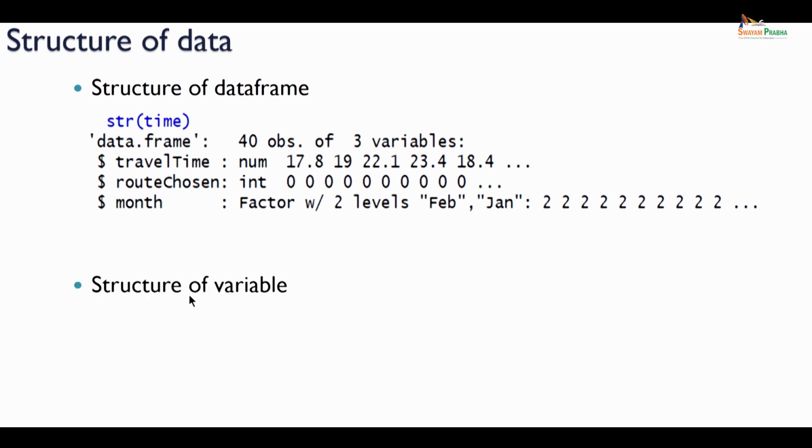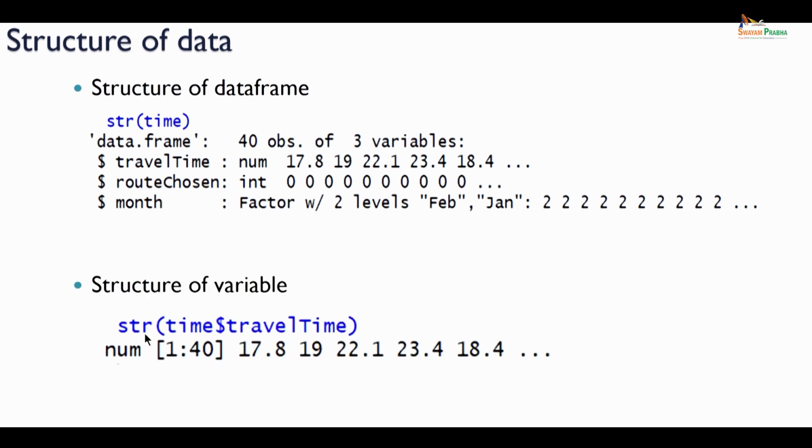If you want to check the structure of a variable, you give the str function where within brackets you give the name of the data frame followed by a dollar symbol and then the name of the variable. In this case travel time is what I want to check. So, I am giving time dollar travel time, which tells me it is a numerical variable, and you also have the first few values being displayed.